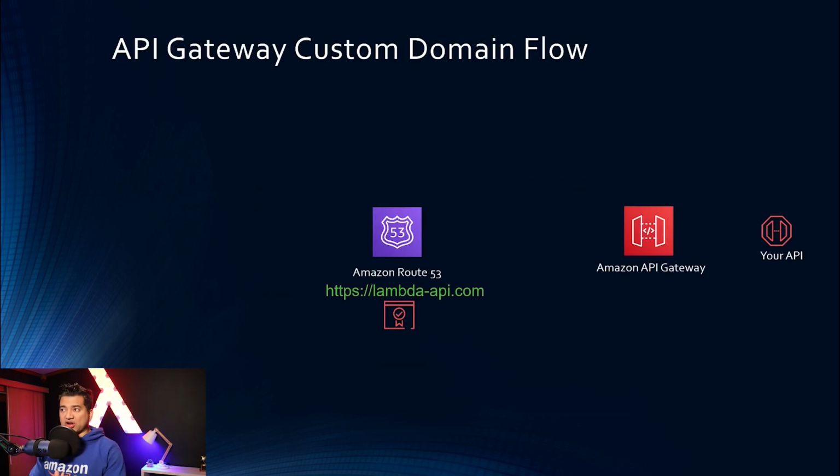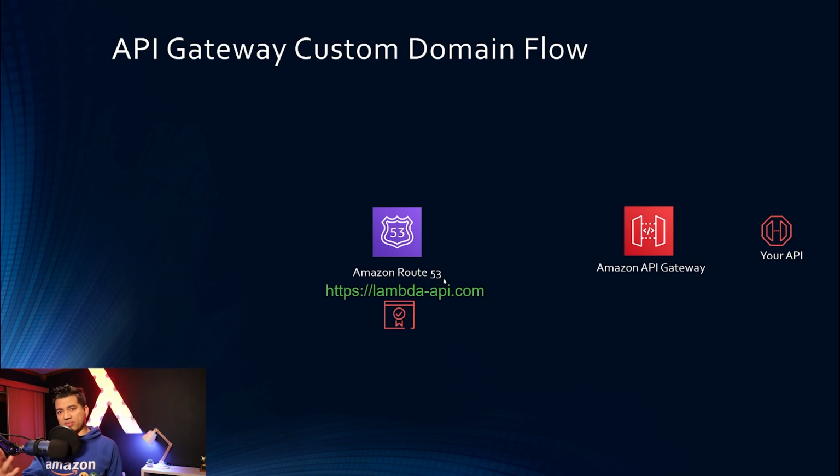All right, so now let's talk about the API Gateway custom domain flow. So you have the API Gateway and then you have an API defined. So this is your API. And to do this, you need to have a domain, right? So you register your domain in Amazon Route 53.